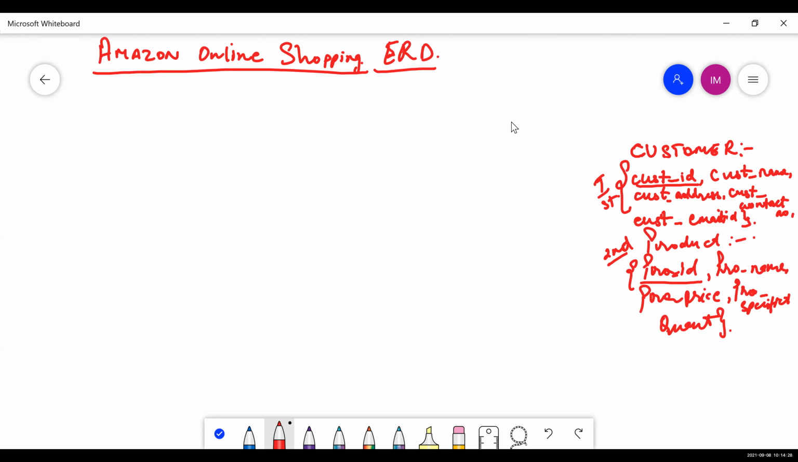Students, I will suggest that whenever you are making an ER diagram, first keep all your entities and their attributes ready. It will become very convenient for you to draw it immediately.